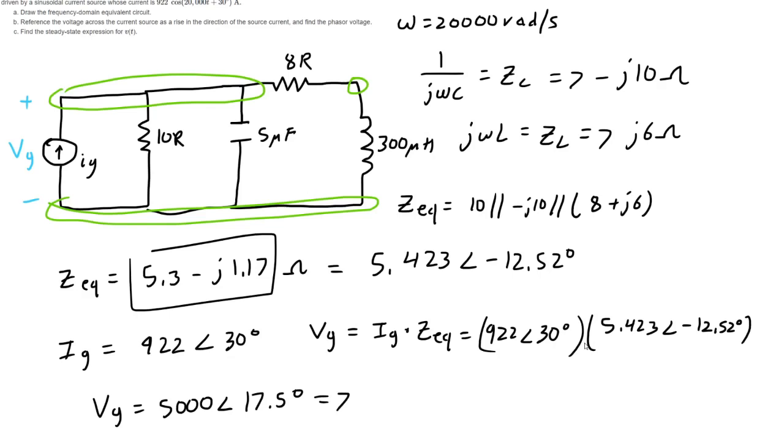So bringing that back into the time domain from the frequency domain, we can say vG(t) is the magnitude cosine of the angular frequency t plus the phase angle volts. And that is the steady state expression for vG(t). That's our phasor voltage, and we've solved the problem.